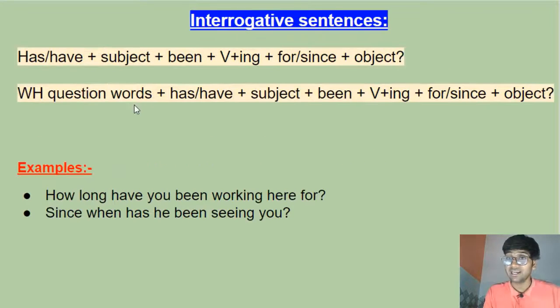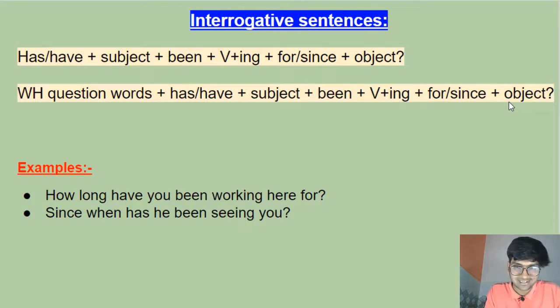Negative sentences. Interrogative sentences. Now, there are two ways to form them. The first is without WH question words, and the second is with WH question words. First structure: has or have followed by the subject, followed by been, followed by the verb in the progressive tense, followed by for or since, followed by the object, followed by the question mark, right? The second is WH question words like where, when, how, followed by has or have, followed by the subject, followed by been, followed by the verb in the progressive tense, followed by for or since, followed by the object, followed by the question mark. Now guys, I don't want you to focus on the structure.